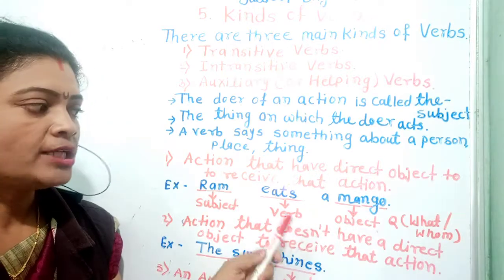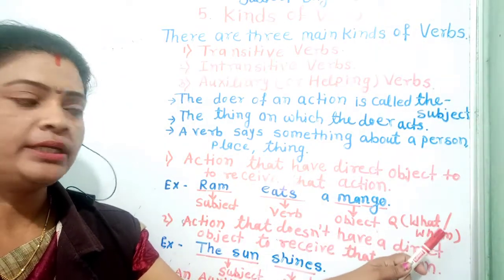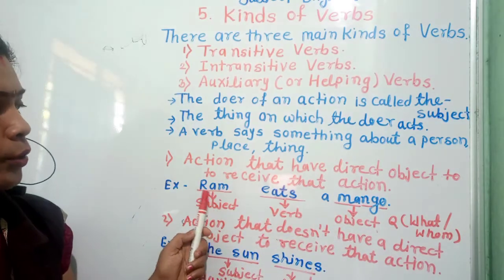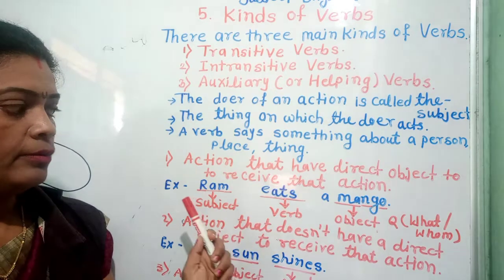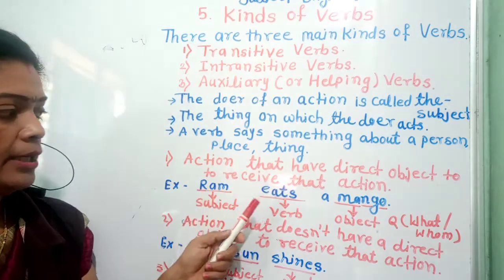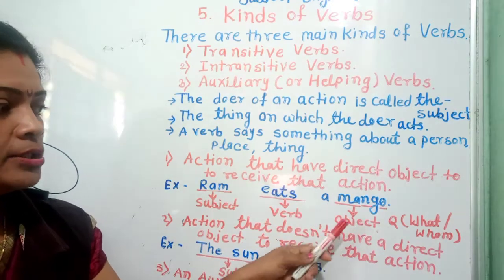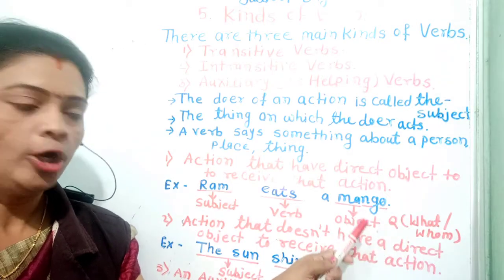Suppose we ask a question with what or whom, then we will get the object. Suppose we ask the question, what does Ram eat? Then we will get the answer, Ram eats a mango. So if we ask a question with what or whom, then you will get the object.